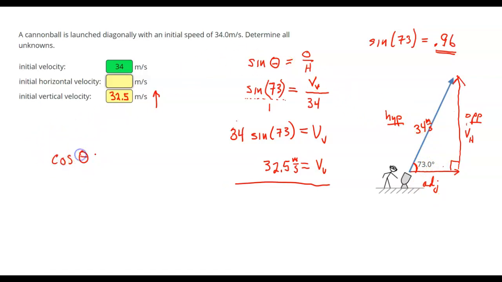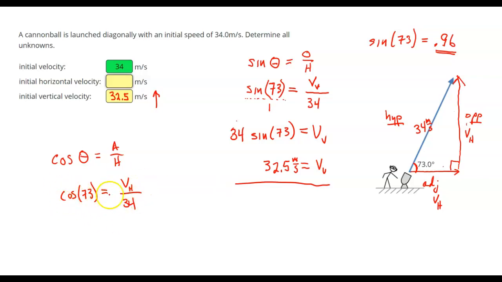The cosine of an angle is equal to the ratio of the adjacent side to the hypotenuse, or the adjacent side divided by the hypotenuse. In this case, the adjacent side is going to tell us the velocity in the horizontal direction. The hypotenuse, again, is our initial velocity, 34 meters per second. And we have cosine of our angle. So let's look up what cosine 73 is.